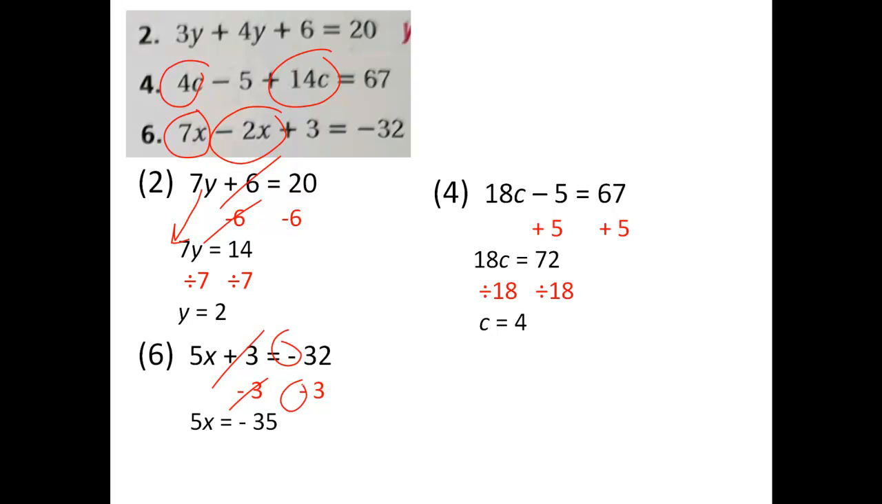Then we will divide by 5 on both sides. And at the end, the result will be x equals negative 7, because negative 35 divided by positive 5 will be negative 7. Is that clear for now? Let's take the other part from the questions.